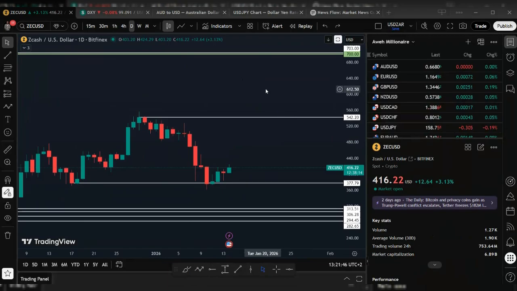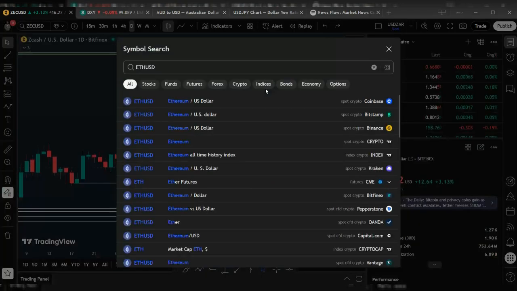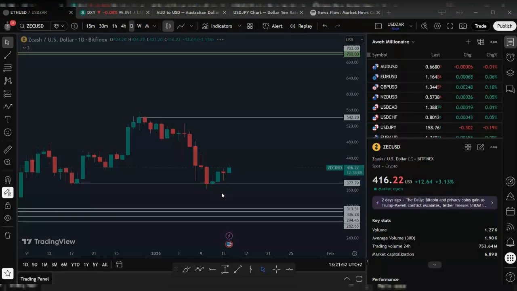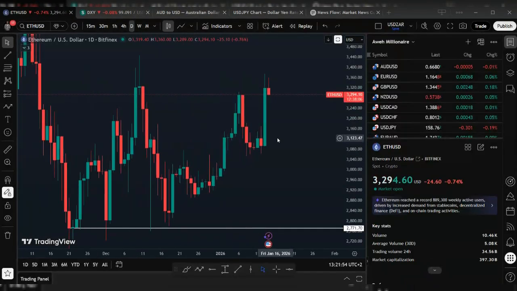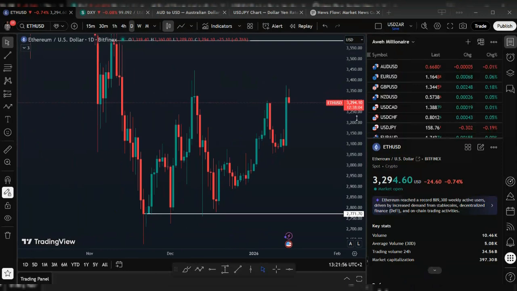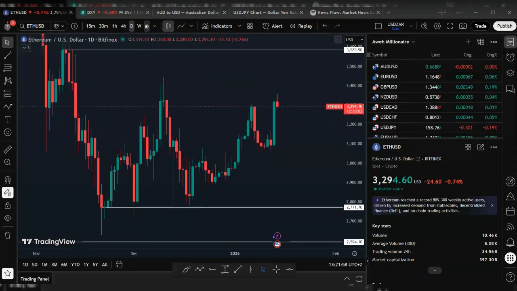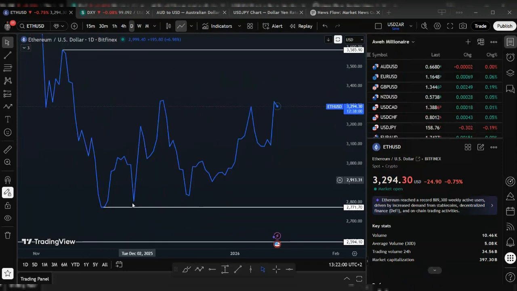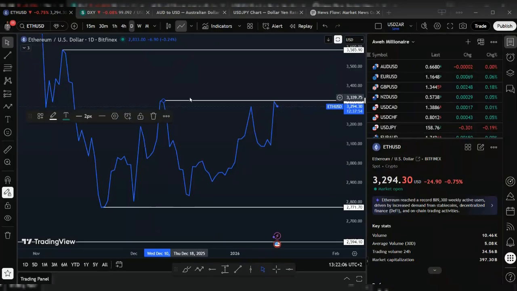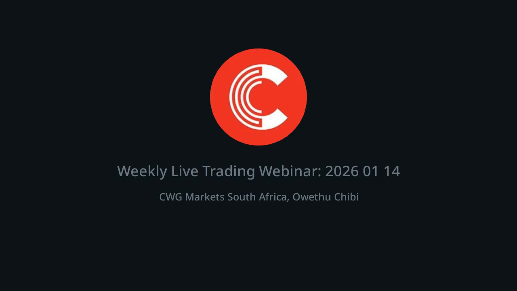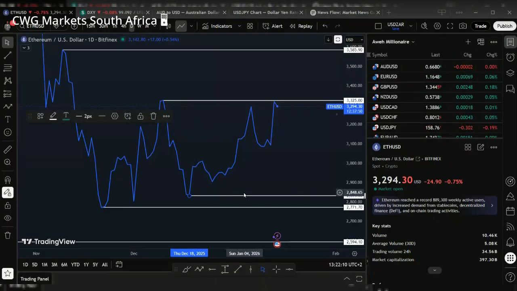Next, we'll look at Ethereum. So Ethereum, ETHUSD or XETUSD on CWG Markets, MetaTrader 5 platform. Now, in terms of potential support and resistance levels, just to update our key major levels, which are the levels where the overall direction of the market changed from either swinging to the upside or the downside.